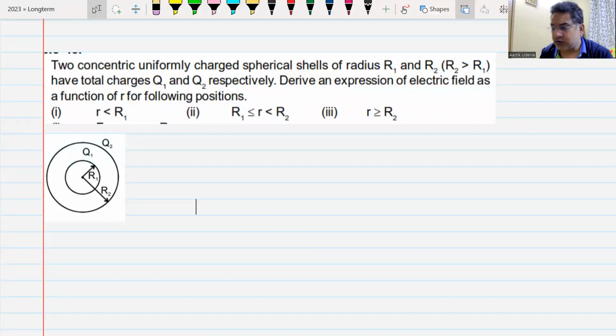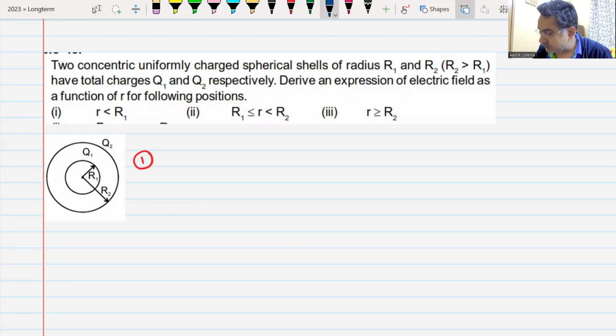This is a question for you. Two concentric, uniformly charged spherical shells of radii R1 and R2, R2 greater than R1, have total charges Q1 and Q2 respectively. Find an expression of electric field as a function of r for the following positions: small r less than R1, small r between R1 and R2, and small r greater than R2. I'll give you 2 minutes to give me the answer. So, what are the answers?